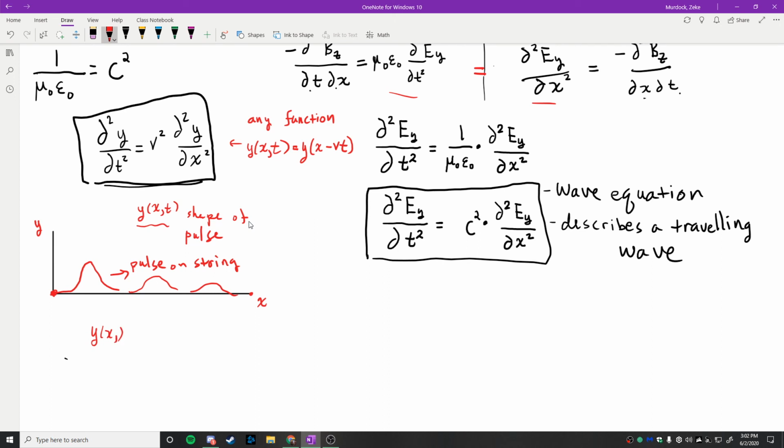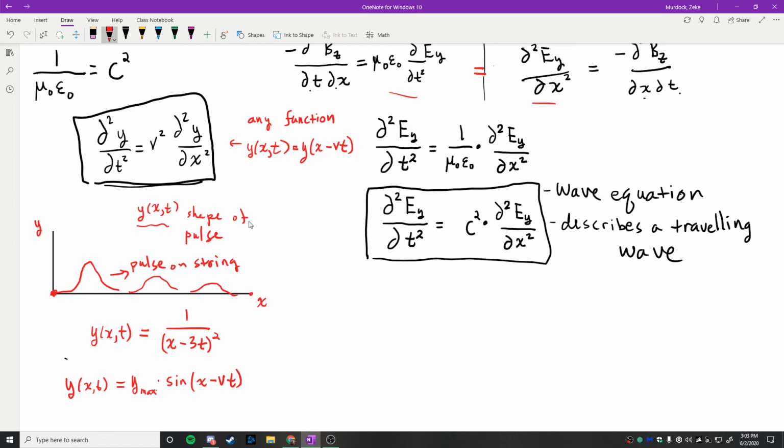An example, y of x and t. Really simple one, something like this, 1 divided by x minus 3t, and let's just square this for good measure. That will be a wave. What's another one? Probably the most common one that you think about when you think about waves is the sinusoidal wave, but waves don't have to be sinusoidal. A pulse on a string is also a wave. A sinusoidal wave would be something like some amplitude, y max, multiplied by a sine function, sine of some x minus vt.